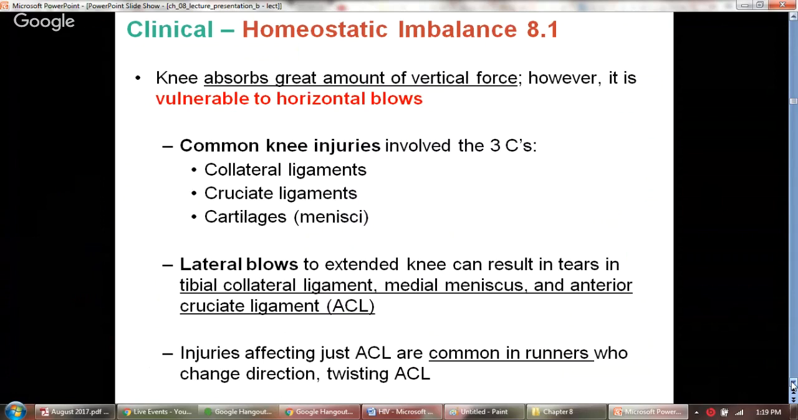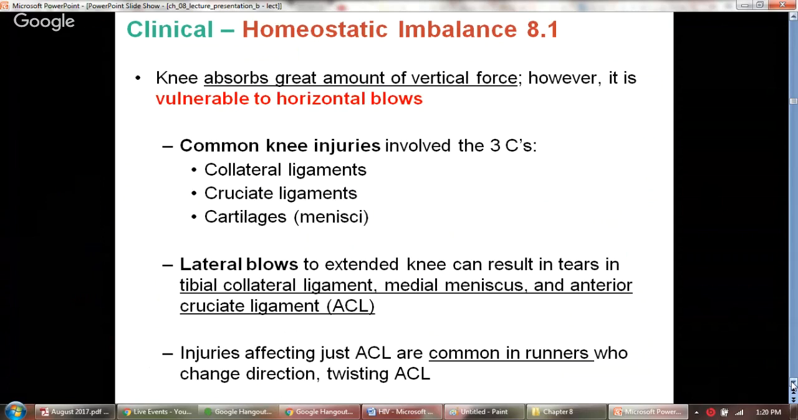So with regard to the clinical aspects, the knee absorbs a great amount of vertical force, but it's subjected to horizontal blows. It's not stabilized horizontally, so it can be subjected to lots of trauma due to lateral or horizontal blows, and especially you would see it in hockey players, if the stick or the disc hits the knee joint, because they come as horizontal blows, and you would see knee joint injuries.